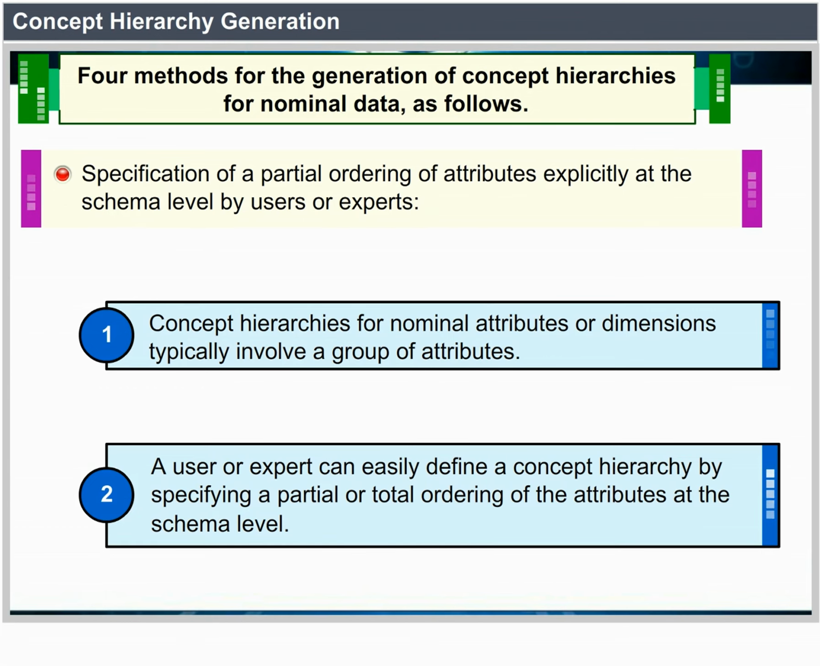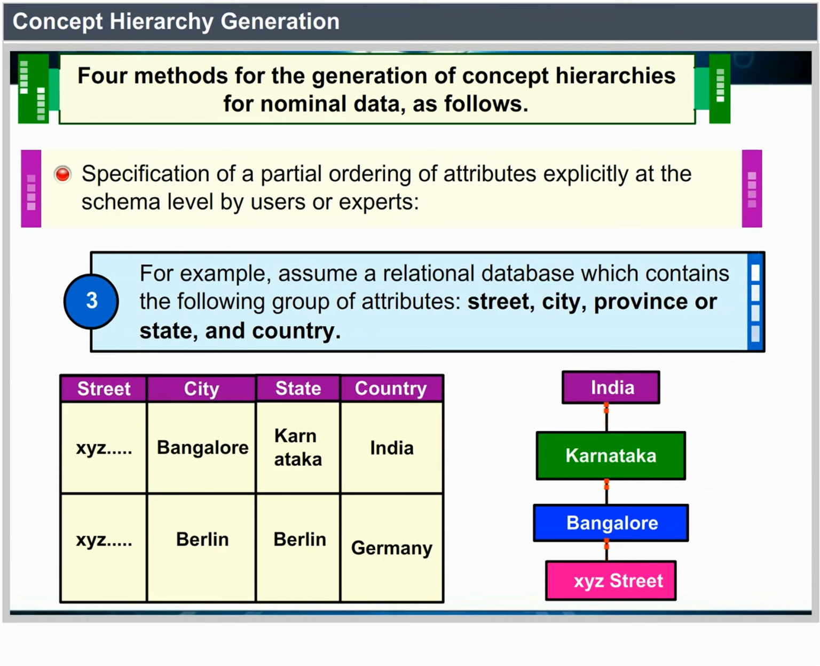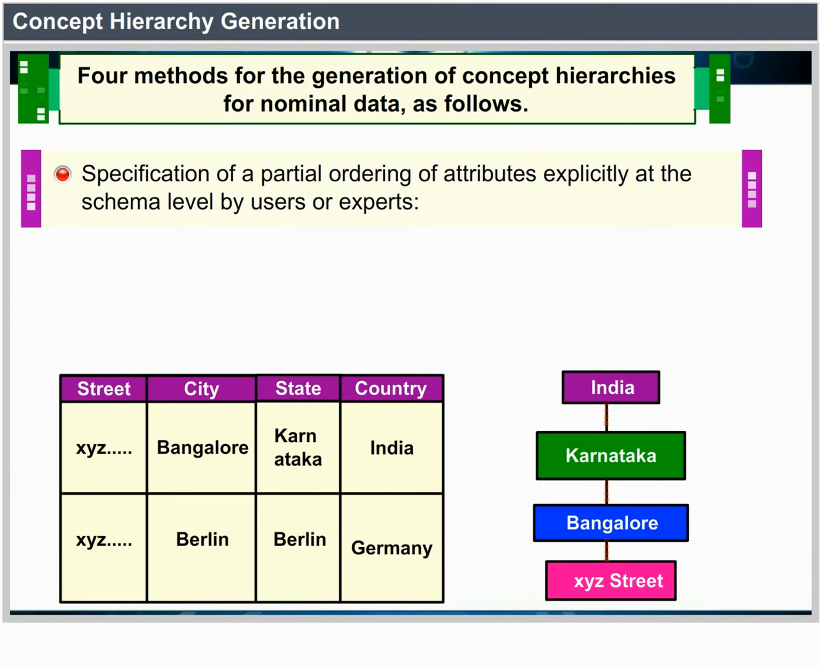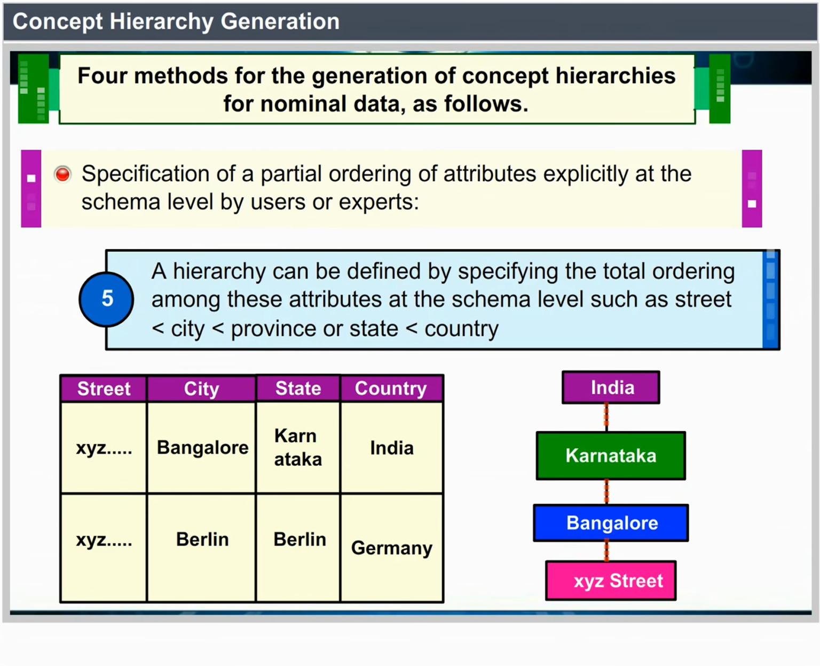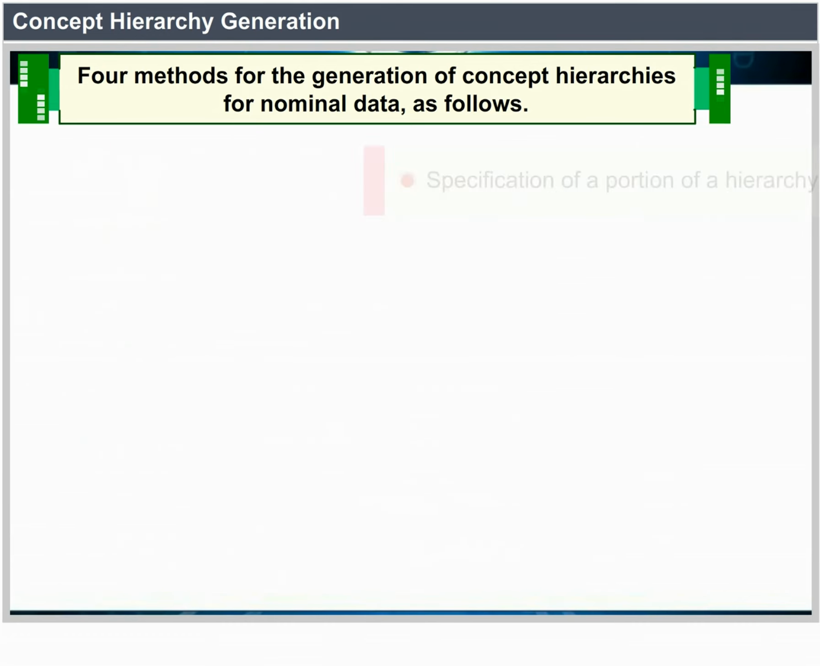at the schema level. For example, suppose that a relational database contains the following group of attributes: street, city, province or state, and country. Similarly, a data warehouse location dimension may contain the same attributes. A hierarchy can be defined by specifying the total ordering among these attributes at the schema level, such as street belongs to city belongs to province or state belongs to country.